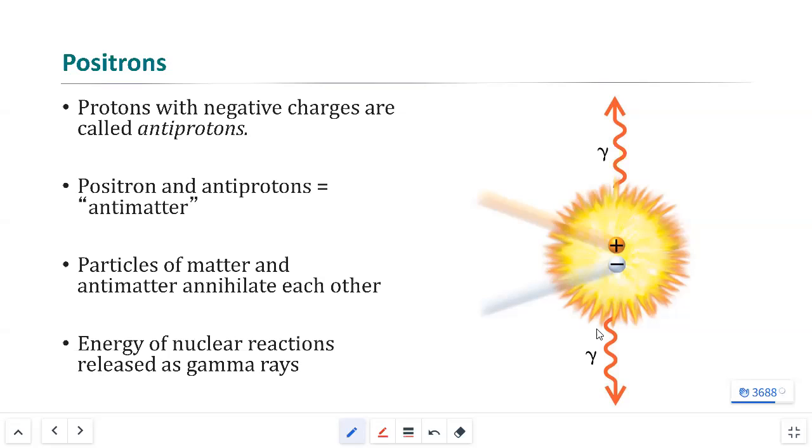So in the case of a positron and a negatron, a positron and a beta particle, those two things, if they come together, they go through an annihilation reaction. The result is a whole bunch of energy being released. We call that energy gamma rays.